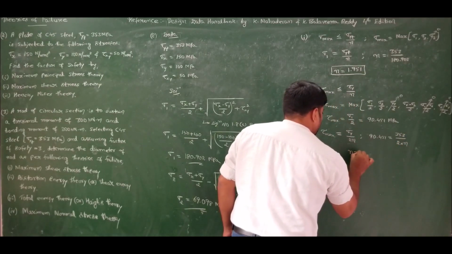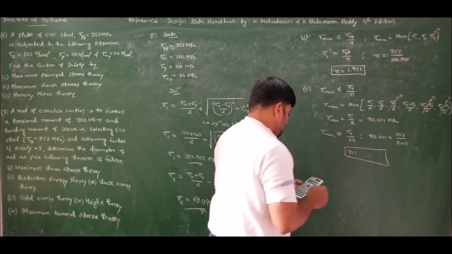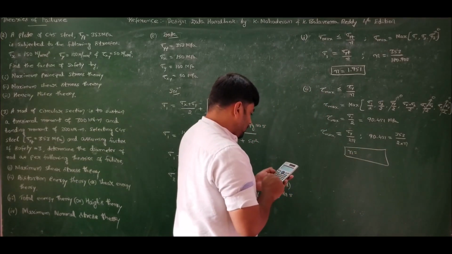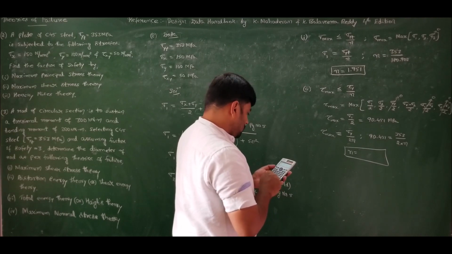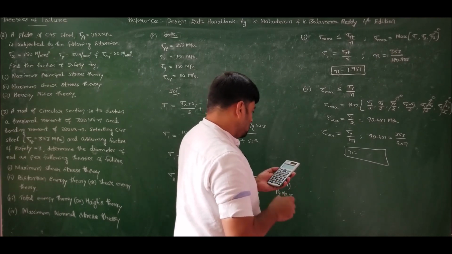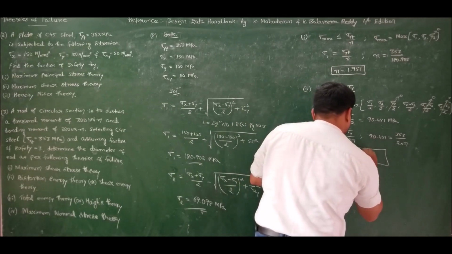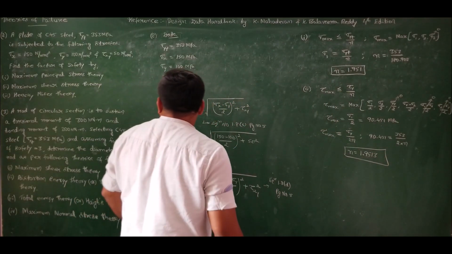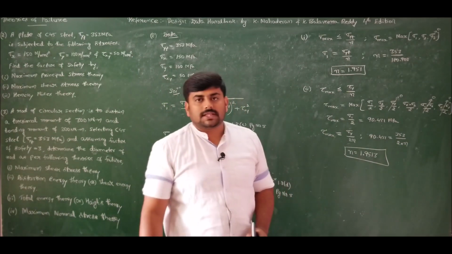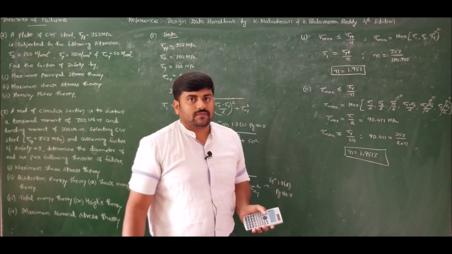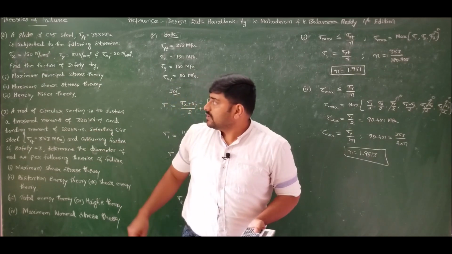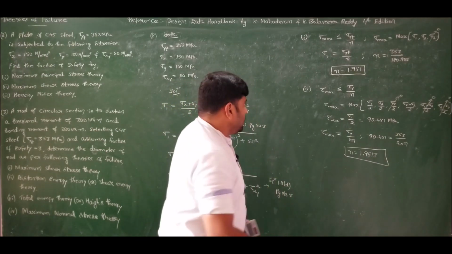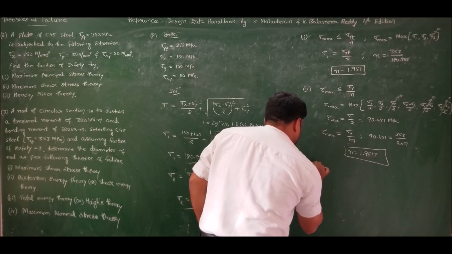Hence the factor of safety n for this problem will be 353 by 2 into 90.451, which turns out to be the same, that is 1.9513. From both the maximum principal stress theory and the maximum shear stress theory, we got the same factor of safety as 1.951. Let us check from Rankine theory, which is nothing but distortion energy theory.